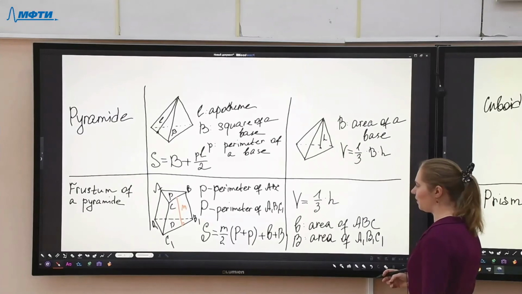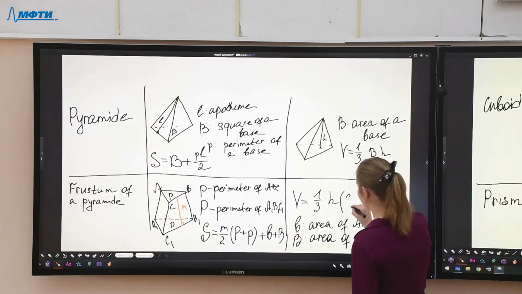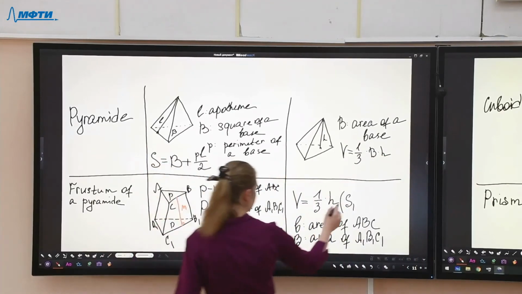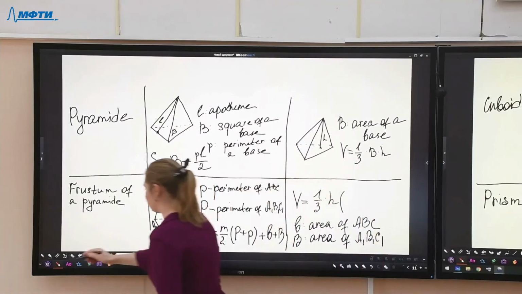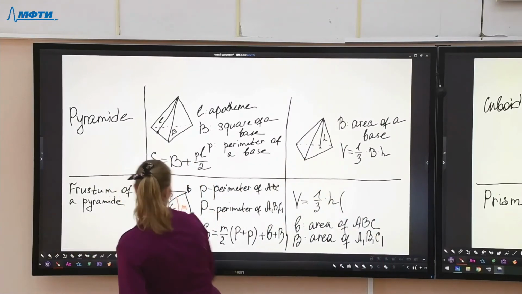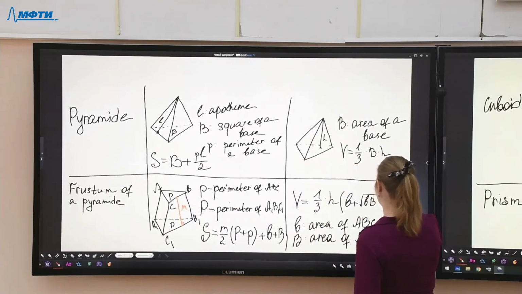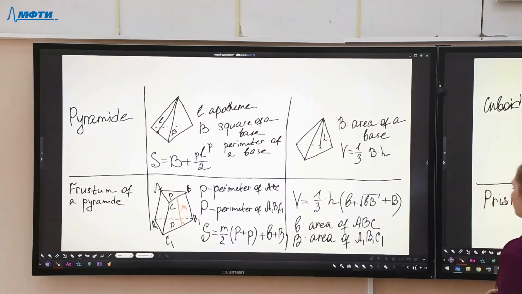So the formula will be the following: 1/3 times H. Here is small B, plus square root of B times B, plus uppercase B. This is the formula.